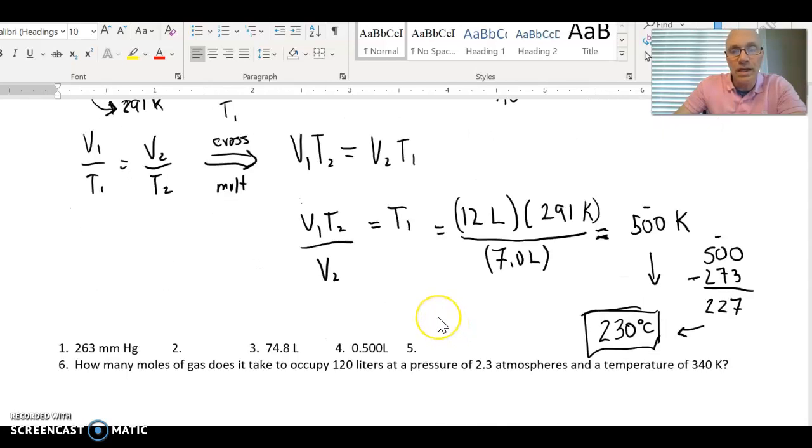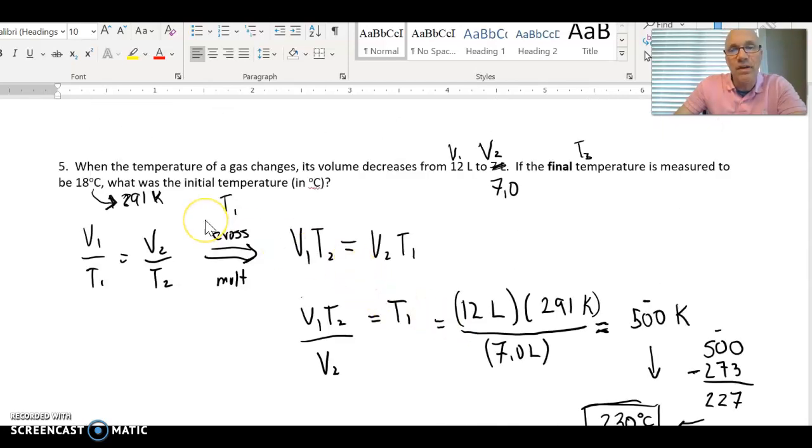In question number 5, it asks us to figure out what an initial temperature is. It tells us what the final temperature is, and we need to figure out what the initial temperature is. It gives us the original temperature and the final temperature in Celsius. So again, even though it gives us a temperature in Celsius and asks us for a temperature in Celsius, we still need to put that into Kelvin when we're putting it into the equation.